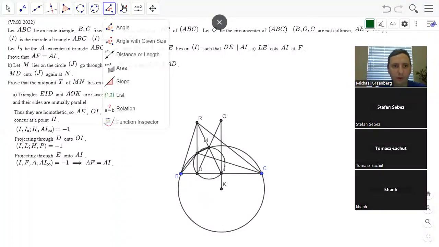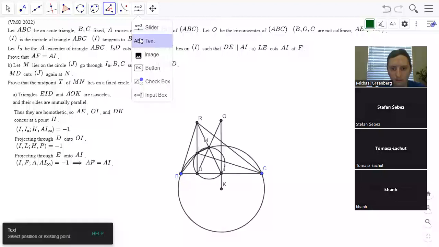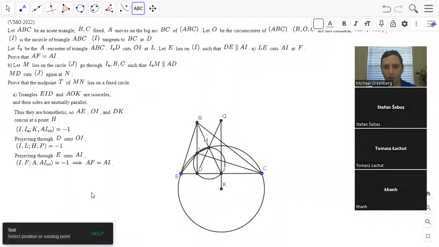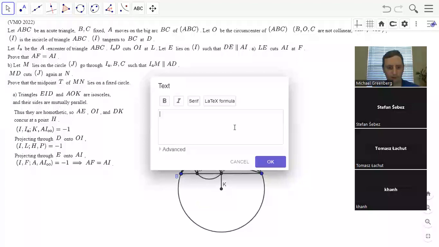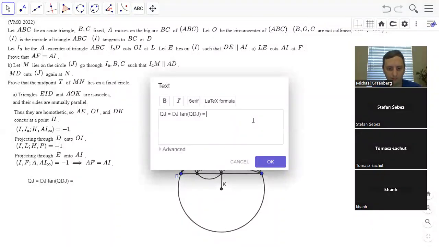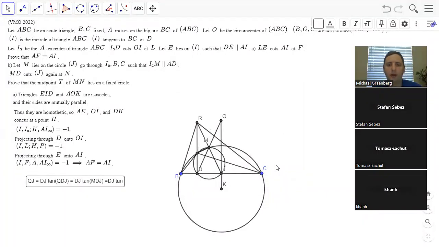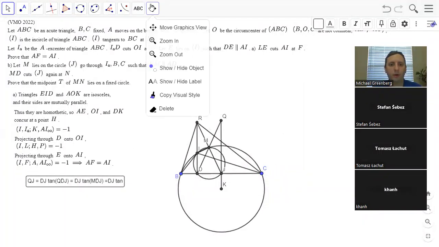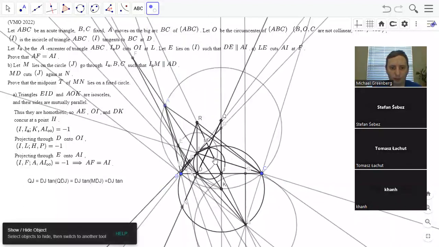So basically QJ is equal to DJ tan QDJ, which is equal to DJ tan MDJ, which is DJ tan MIJ. I do want to leave point D prime for a sec.